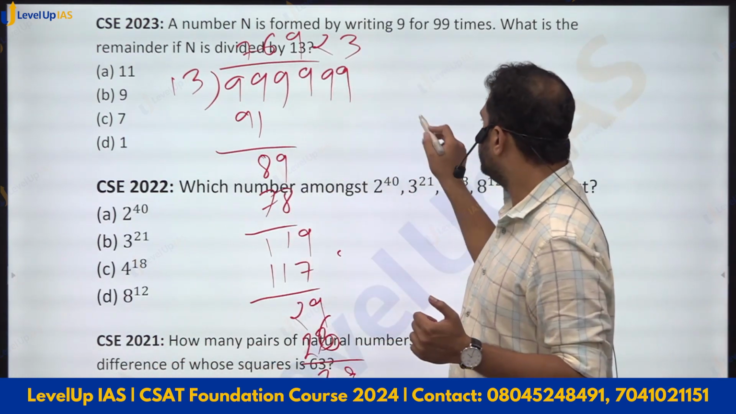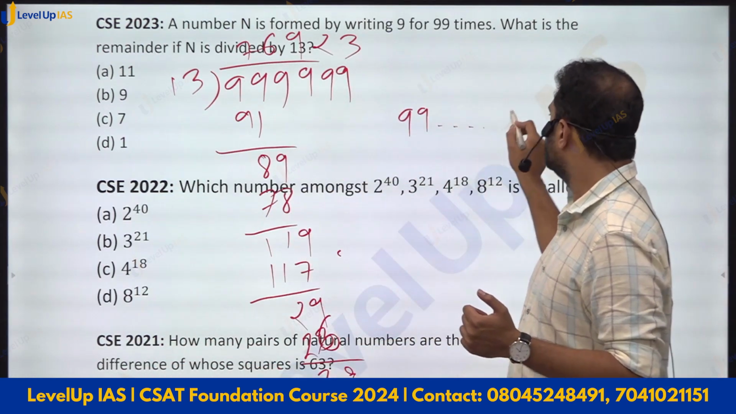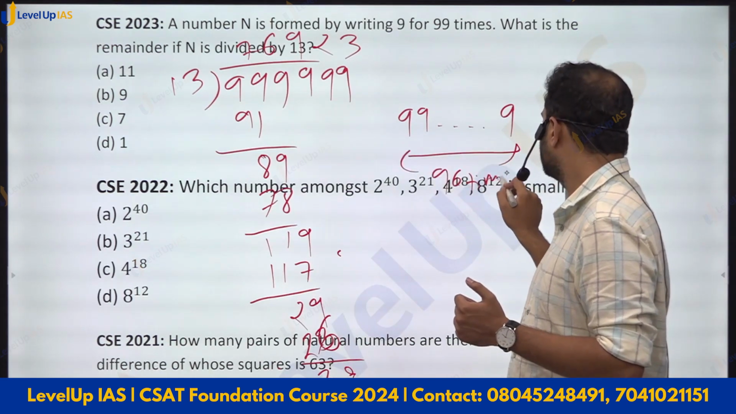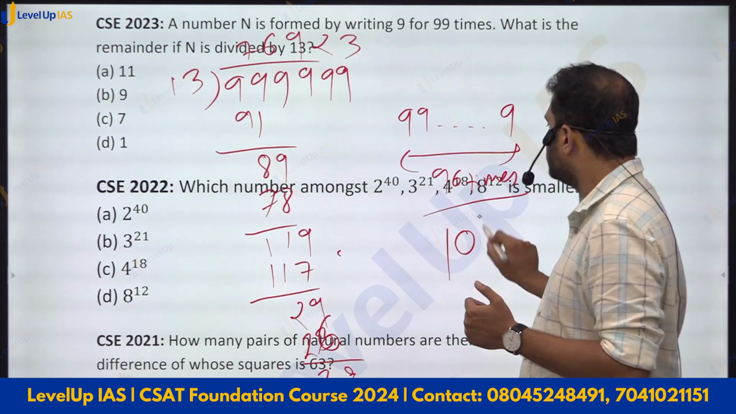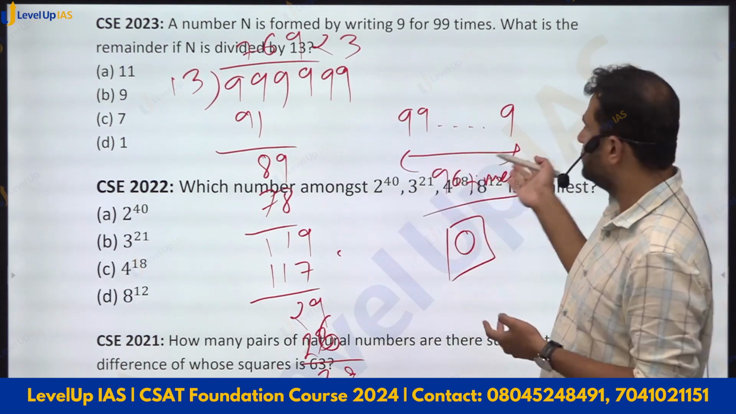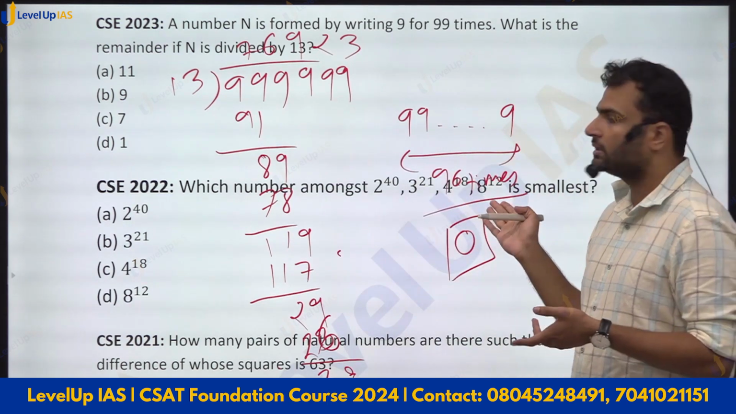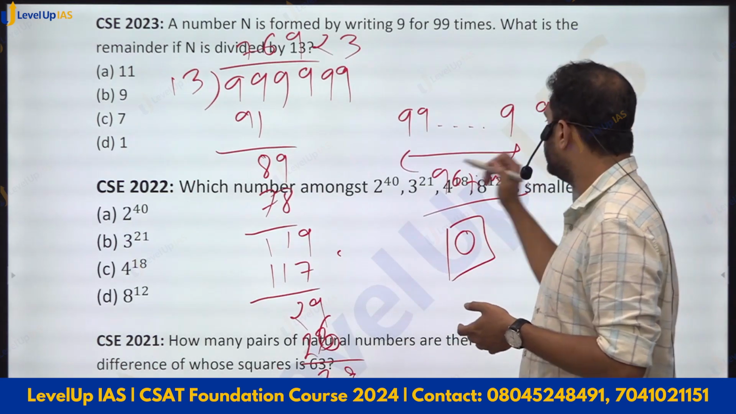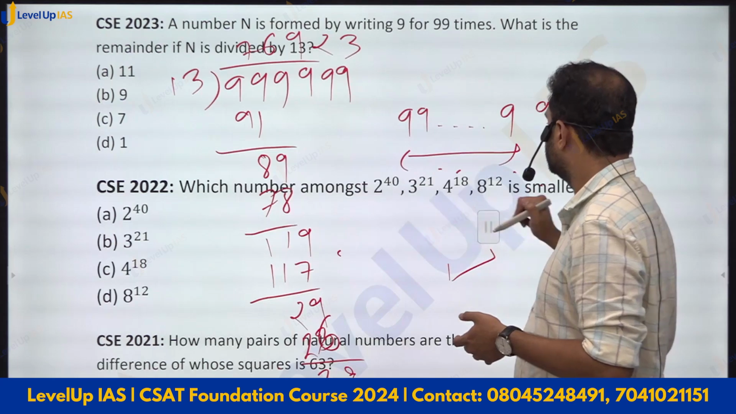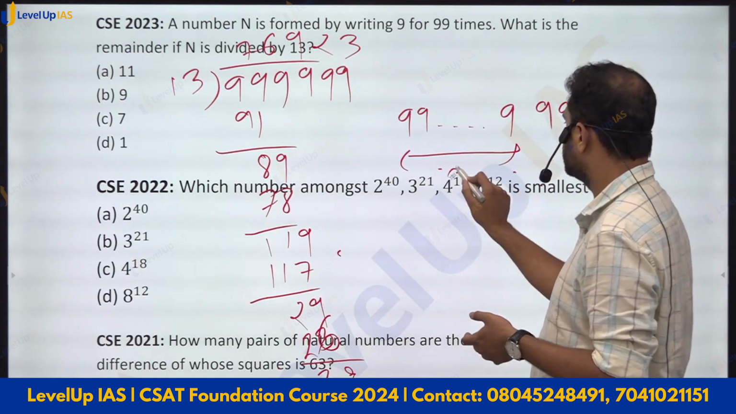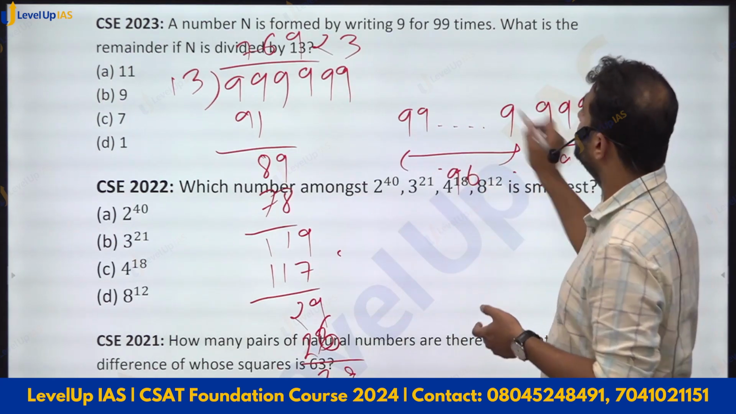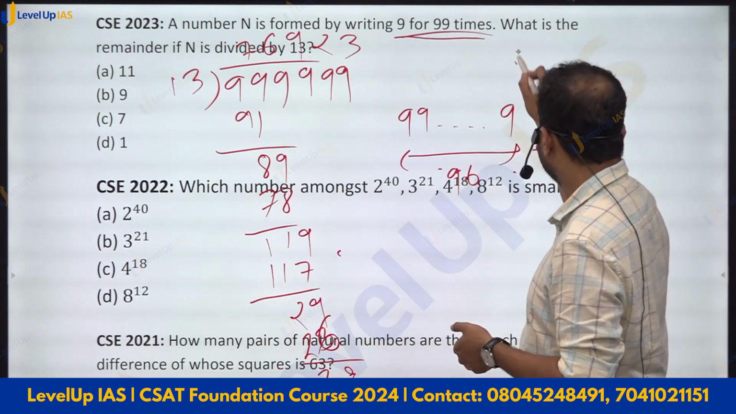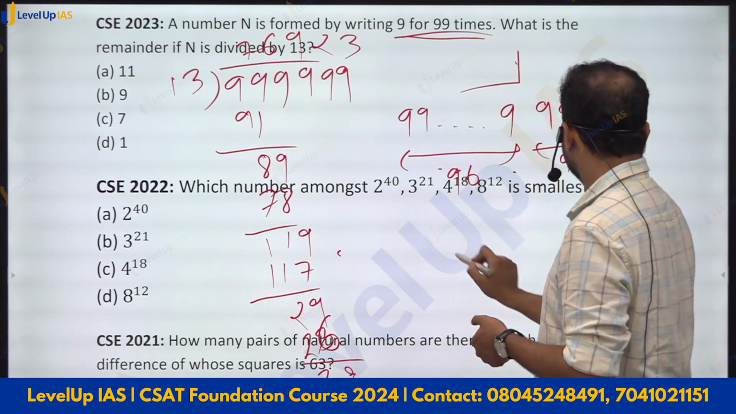If we write 9 96 times, we get remainder 0, because 6 into 16 is 96. So 96 is divisible by 6. So only thing now remains is 999. Right? This is 96 times and this is 3 times, because here we are writing 9 for 99 times. So till here we are having remainder as 0.